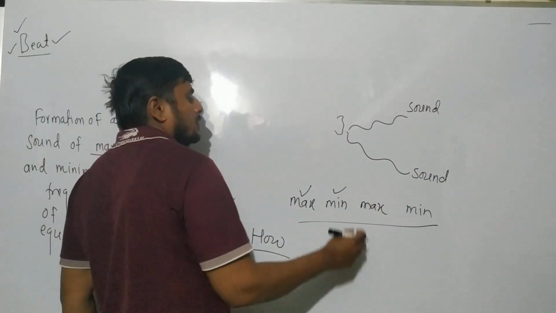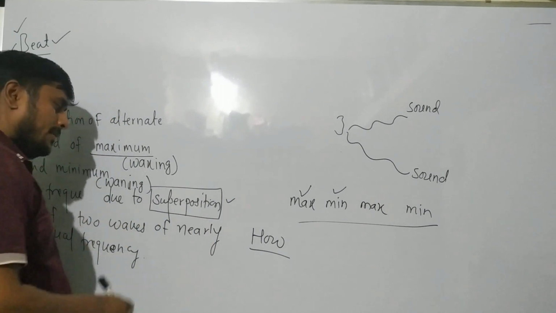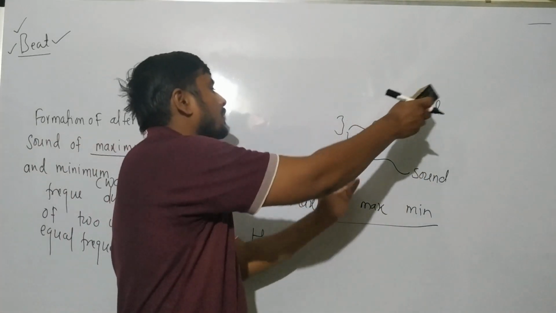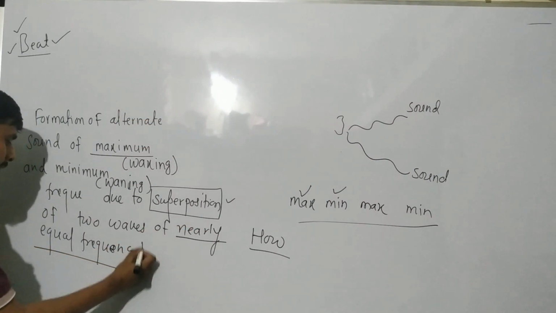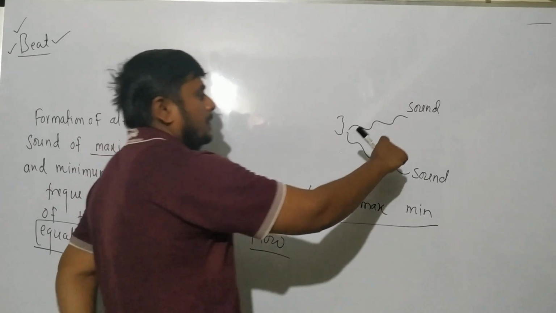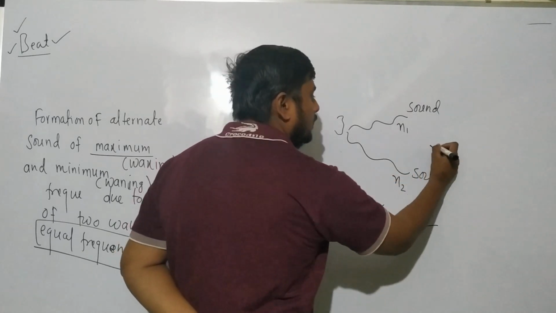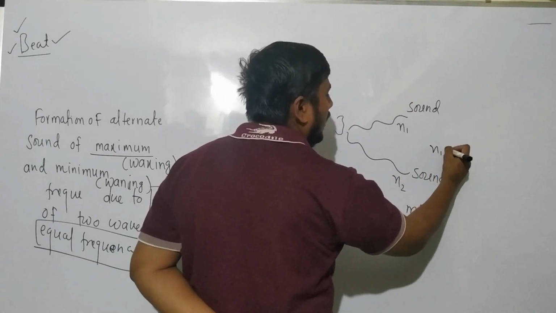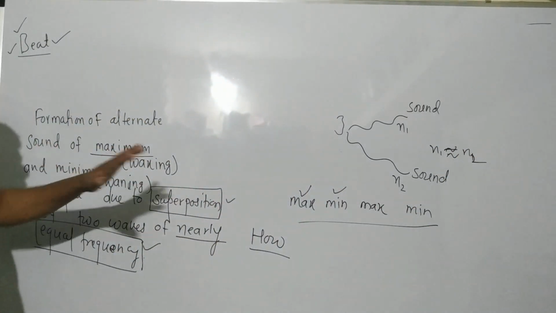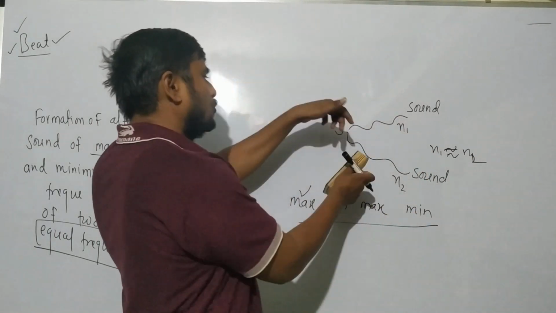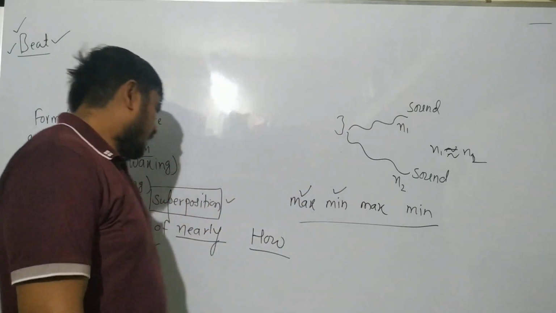As these two sound waves are reaching your ear, they are coming together. That means superposition is happening there. The speciality of those sound waves is that they have nearly equal frequency. This is very important. If the first wave has a frequency n1, the second wave has a frequency n2, then n1 is not much greater than n2. So n1 and n2 are approximately equal, but not equal, right? When two waves of nearly equal frequency come together, they superimpose, and what you get is sound of maximum and minimum frequency.